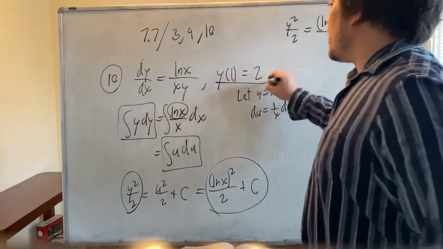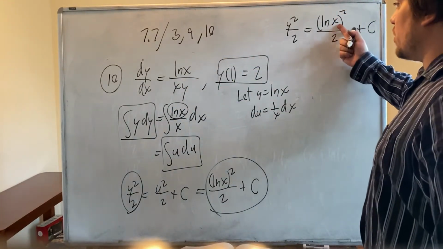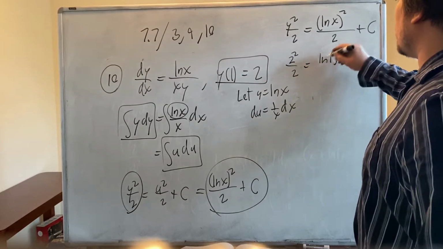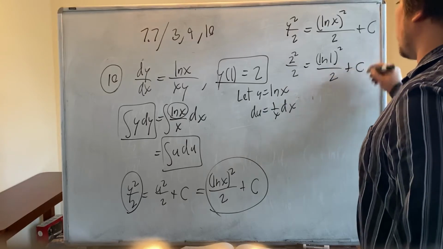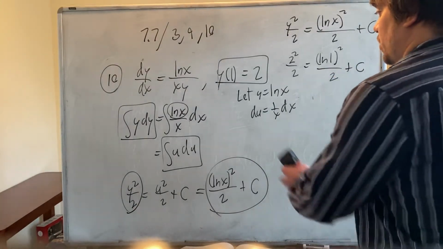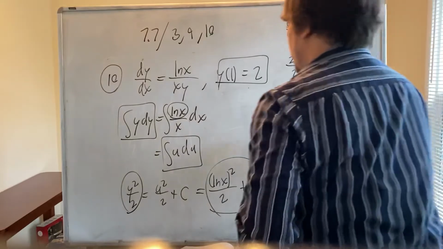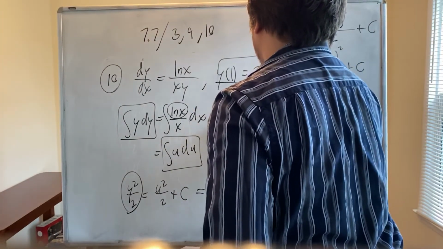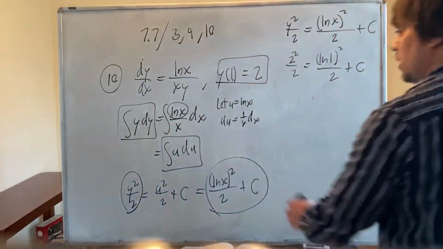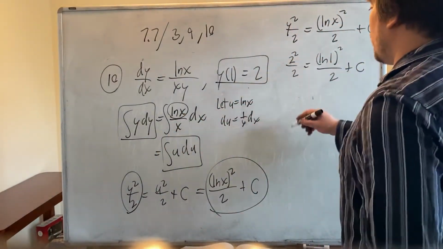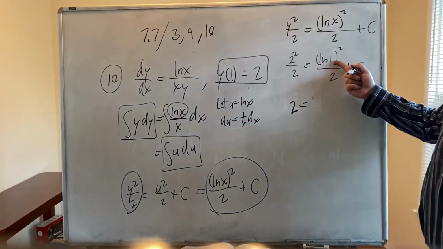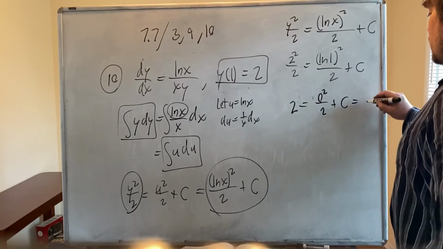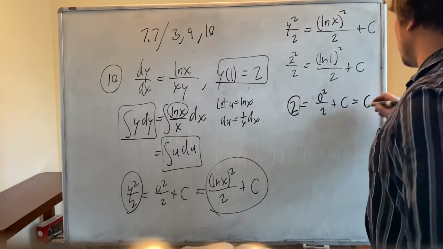y of 1 is equal to 2. So when x is 1, y is 2. So 2 squared over 2 is equal to ln of 1 squared over 2 plus c. Okay, I'm just going to rewrite this over here so I remember. I'm going to let u equal ln x, du equals 1 over x dx. That was for over here. 2 squared over 2 is 4 over 2. That's 2 equals ln of 1 is 0. That's 0 squared over 2 plus c. That's 0 plus c, that's c. So c is equal to 2.